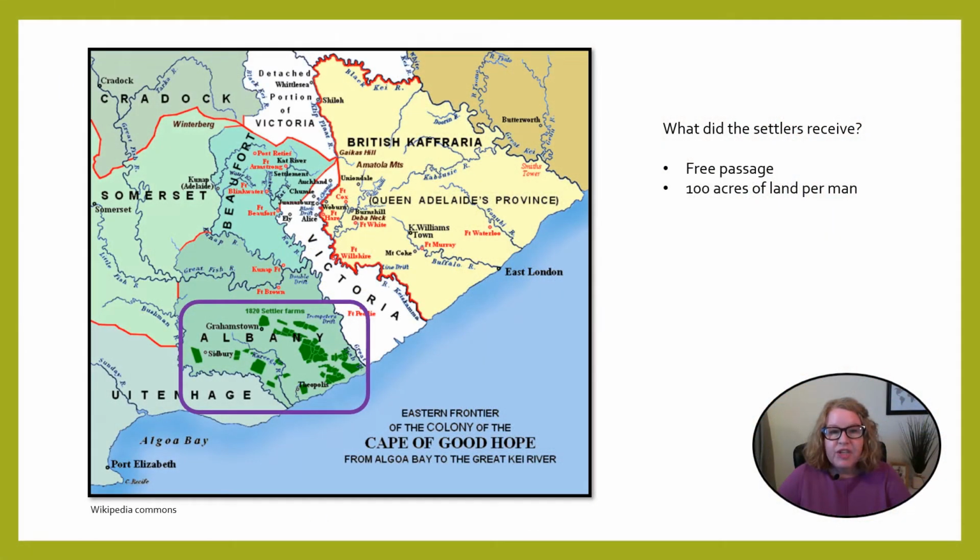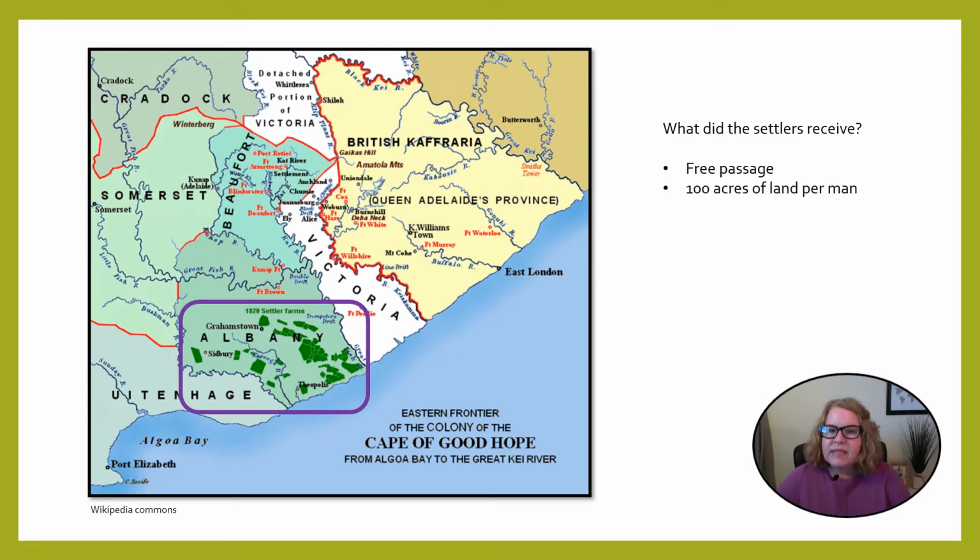Now, the 1820 British settlers are probably one of the most well-known groups of settlers to immigrate to the Cape. There were about 60 different parties on 17 different ships who left England in 1819 and early 1820. The British government received about 90,000 applications, and only about 4,000 were chosen. The settlers were promised two things: free passage and about 100 acres of land per man in the Eastern Cape. And you can see those green shapes on the map. That shows the land that was allocated to the settlers.